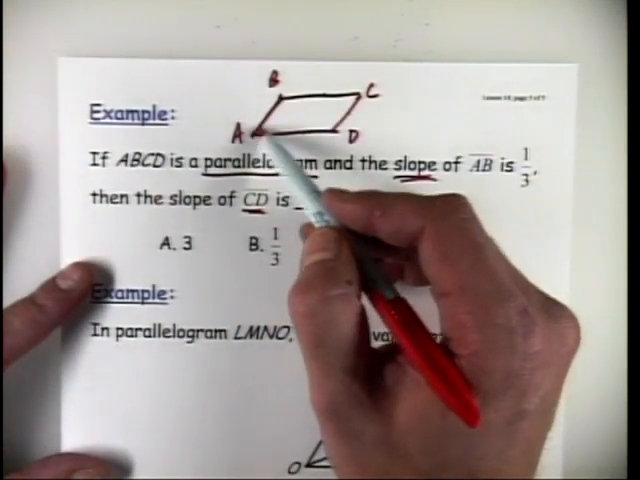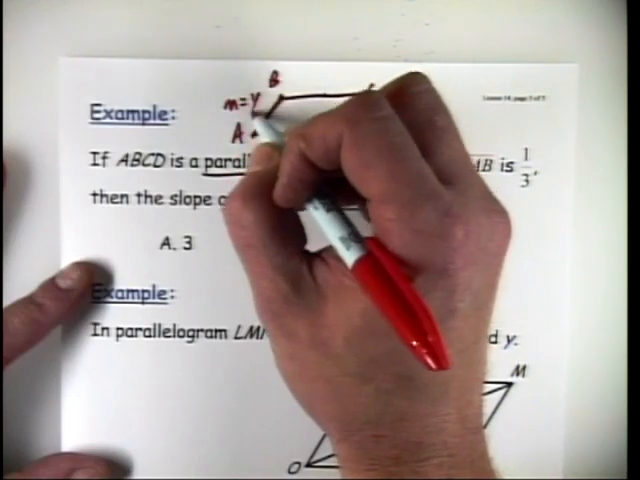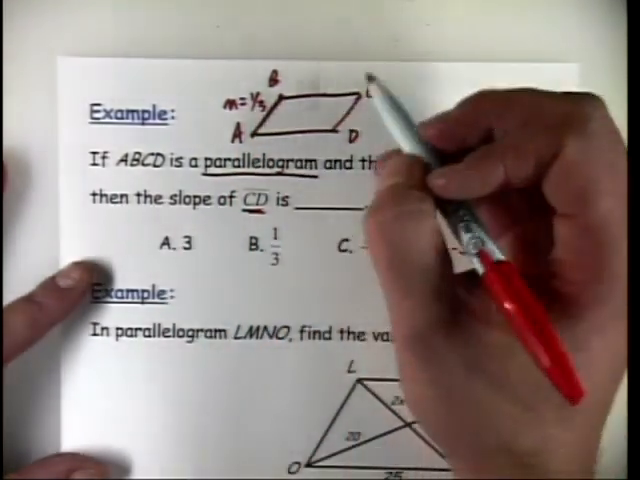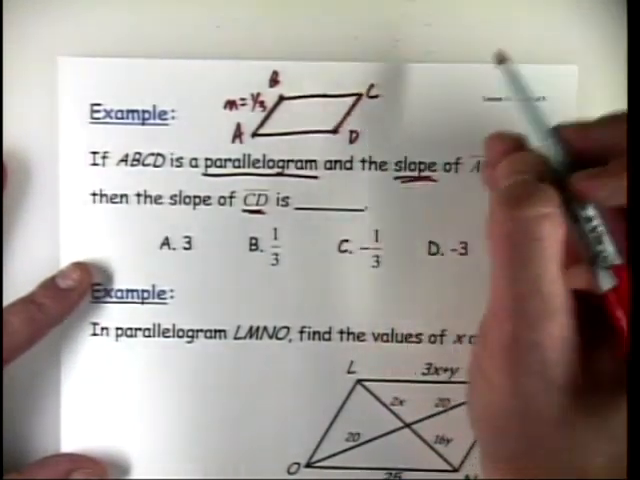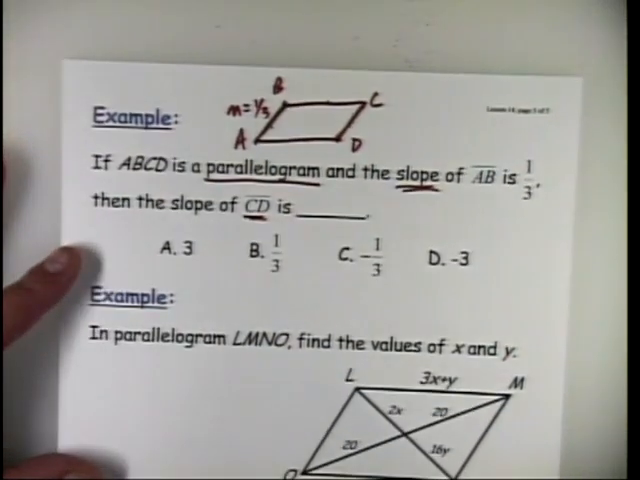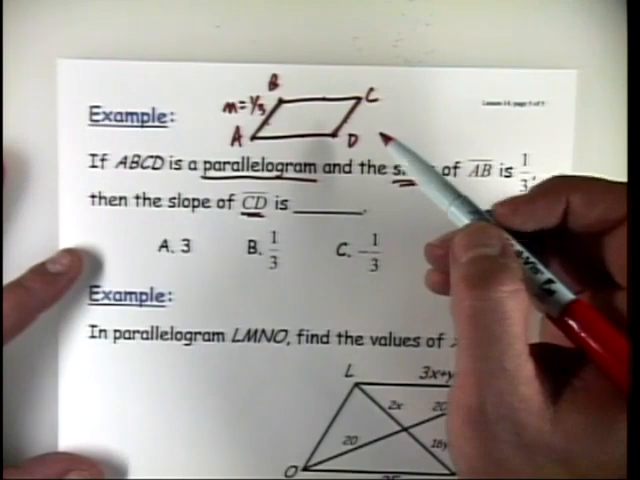Now I can start putting the information on the diagram. Segment AB is here, and the slope is 1/3. So remember, we use M for slope. So the slope of that segment is 1/3. What's the slope of CD? Well, CD, notice, is the segment opposite it. And what do we know about opposite sides in a parallelogram? They're congruent, and they are also, by definition, parallel.